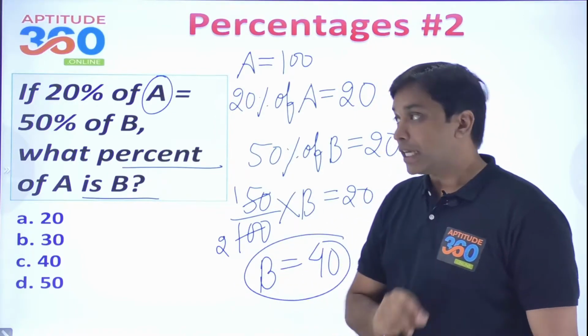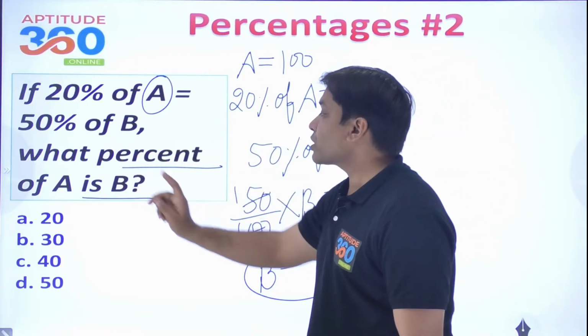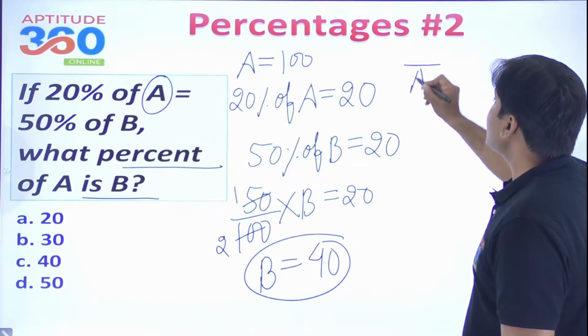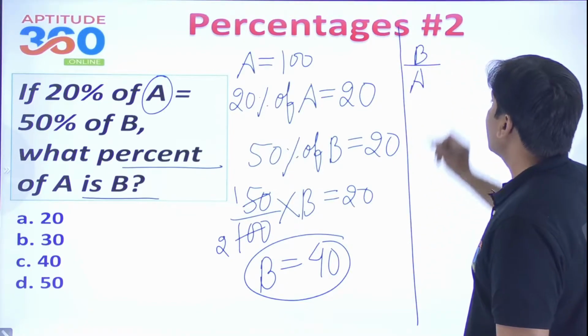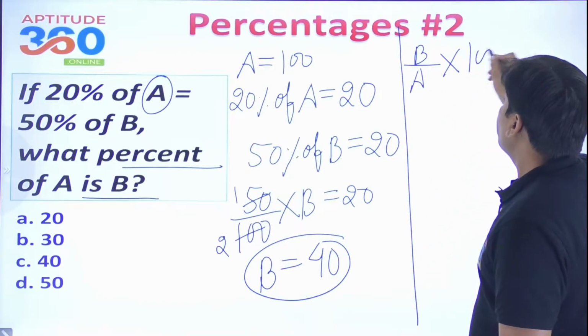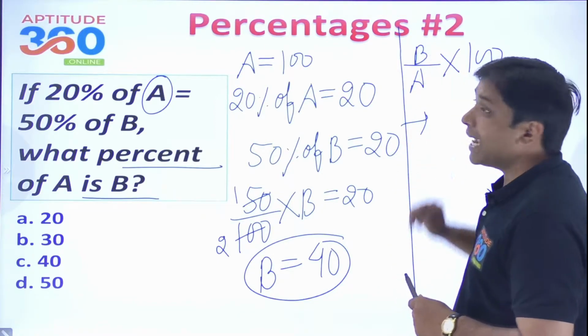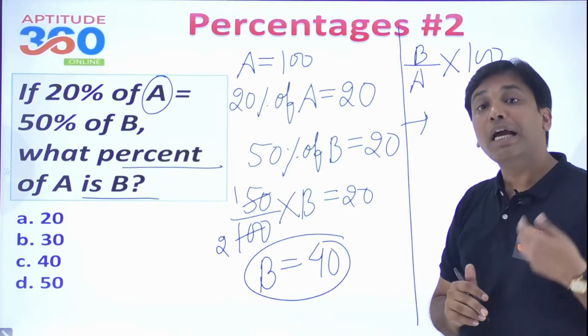as 40. Problem में क्या पूछा जा रहा है? What percent of a is b? That is how you solve it. b over 100, because you're comparing b with a and that has to be multiplied with 100.